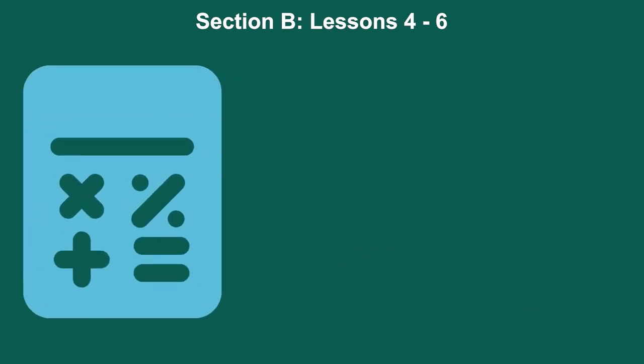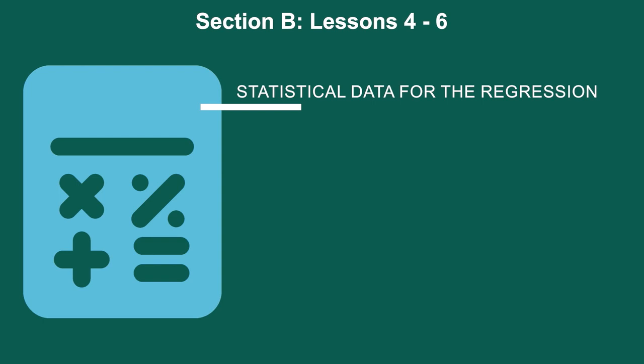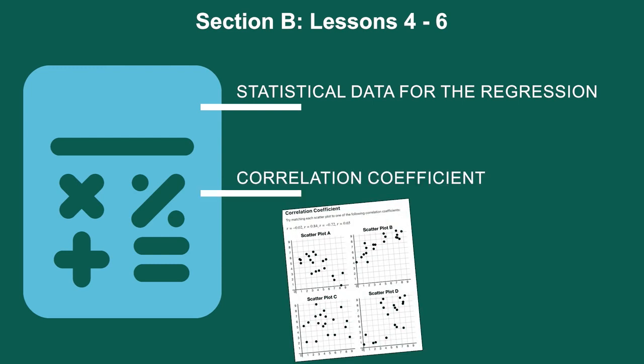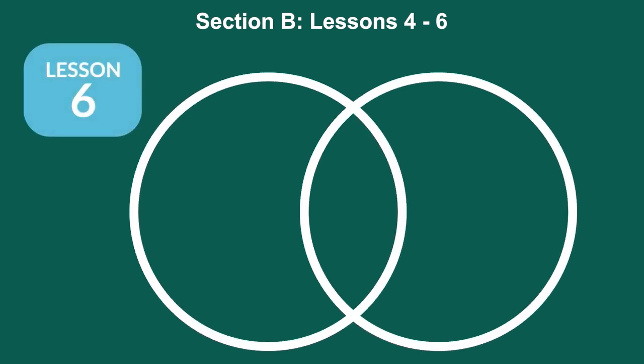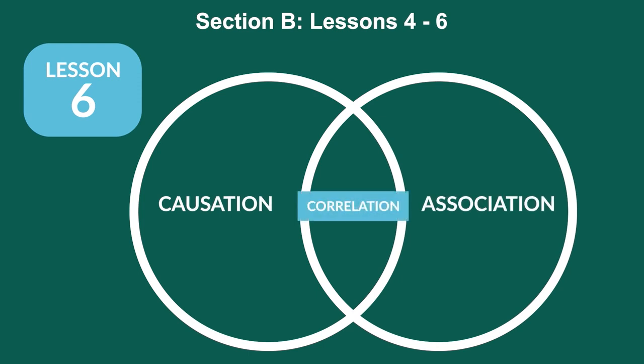In addition, students will need to know how to turn on the statistical data for the regression. Students will specifically need to know how to access the correlation coefficient, or R, when the calculation is made for each data set. The reason why this is important is because students learn about the correlation coefficient in Lesson 4. Then, in Lesson 5, they use R to interpret the strength of the linear association. Finally, in Lesson 6, students explore the difference between causation and association and how correlation fits into this comparison.